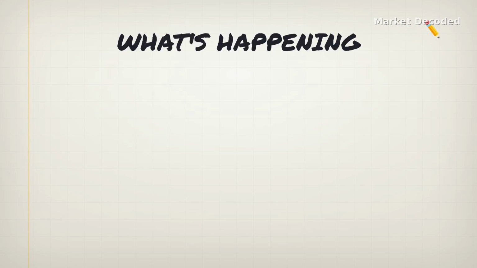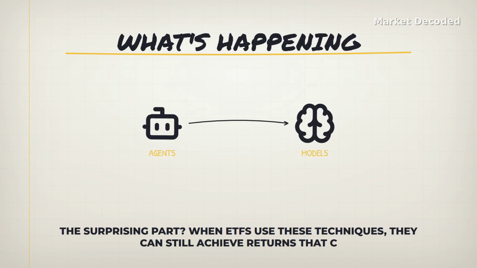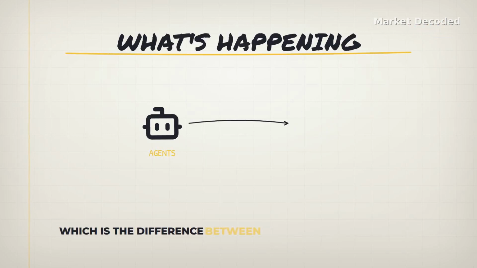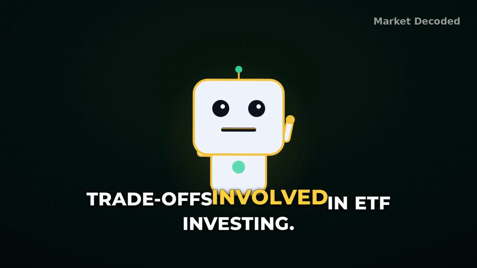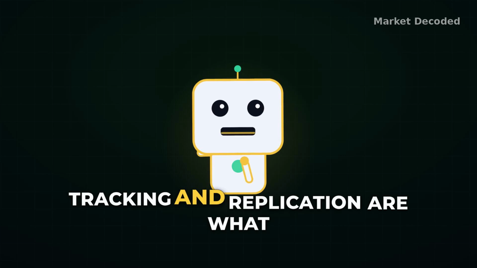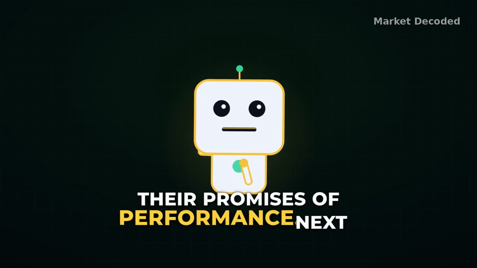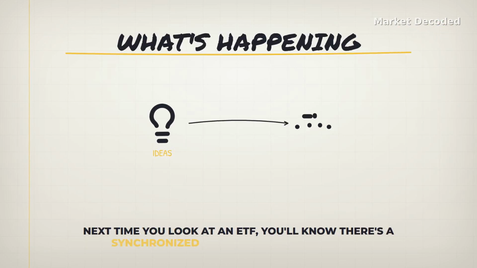The surprising part? When ETFs use these techniques, they can still achieve returns that closely resemble the index. However, this can introduce tracking error, which is the difference between the ETF's performance and that of the index it aims to replicate. Understanding this is crucial as it highlights the trade-offs involved in ETF investing. So, the mechanics of index tracking and replication are what allow ETFs to deliver on their promises of performance. Next time you look at an ETF, you'll know there's a synchronized dance going on behind the scenes.